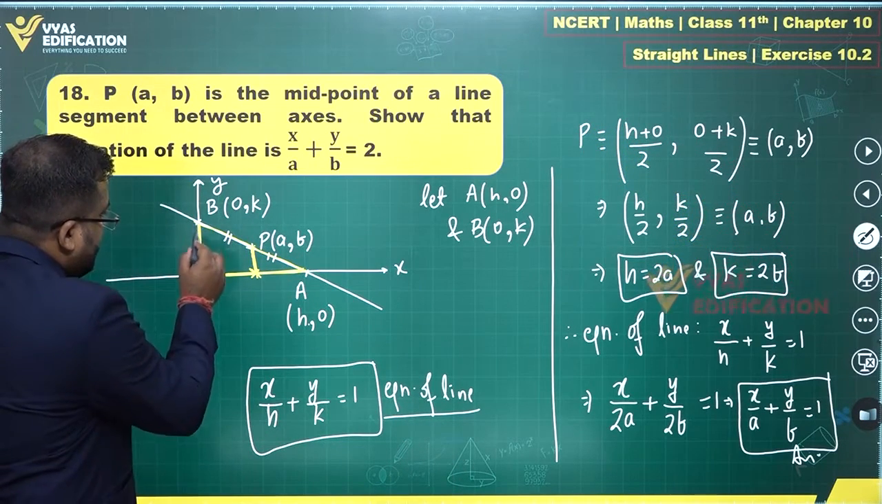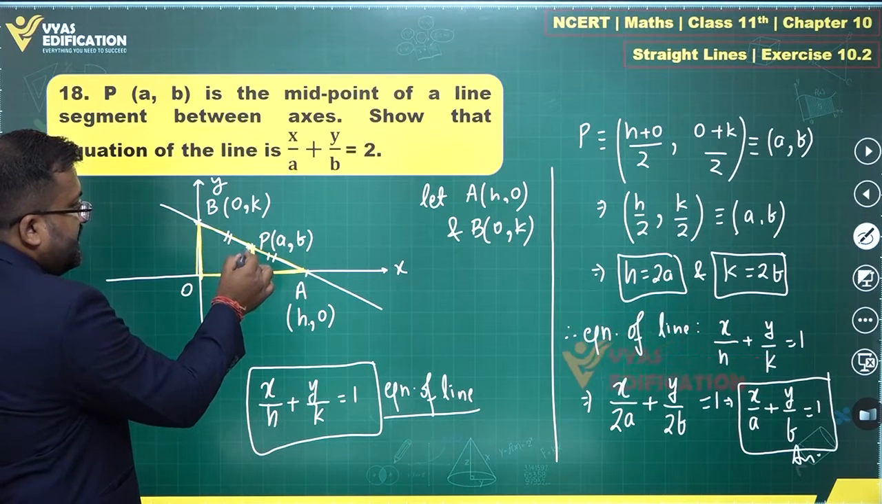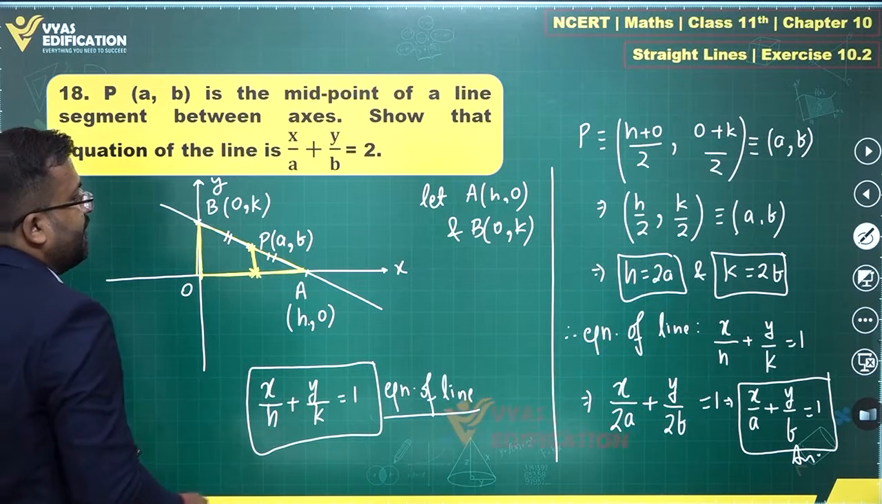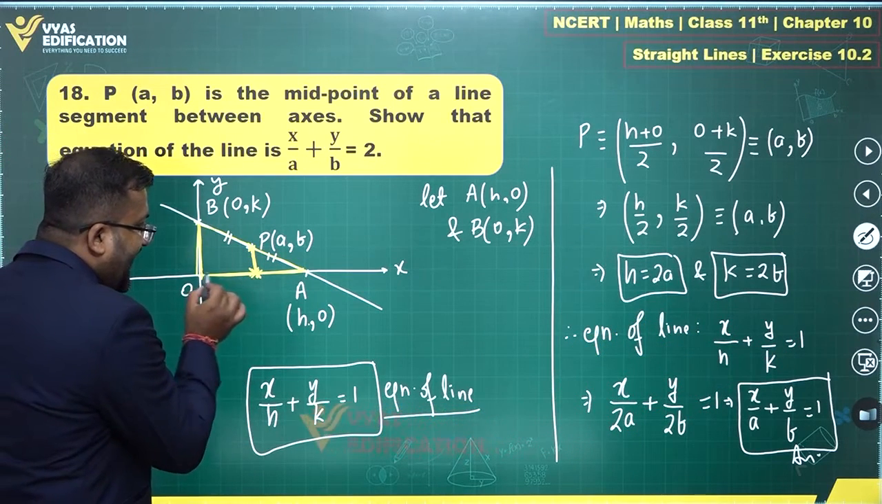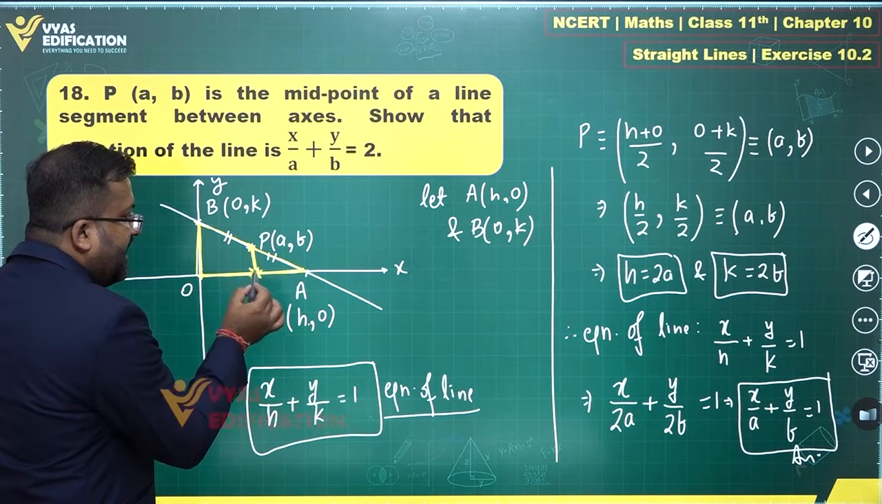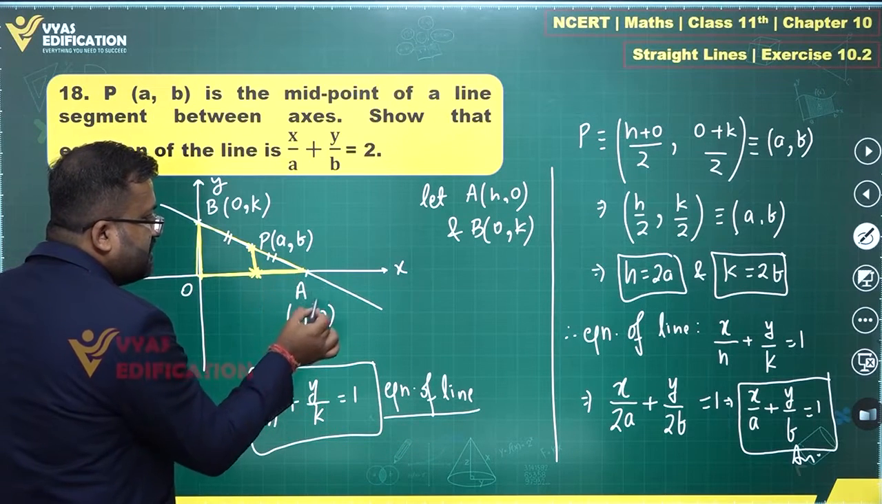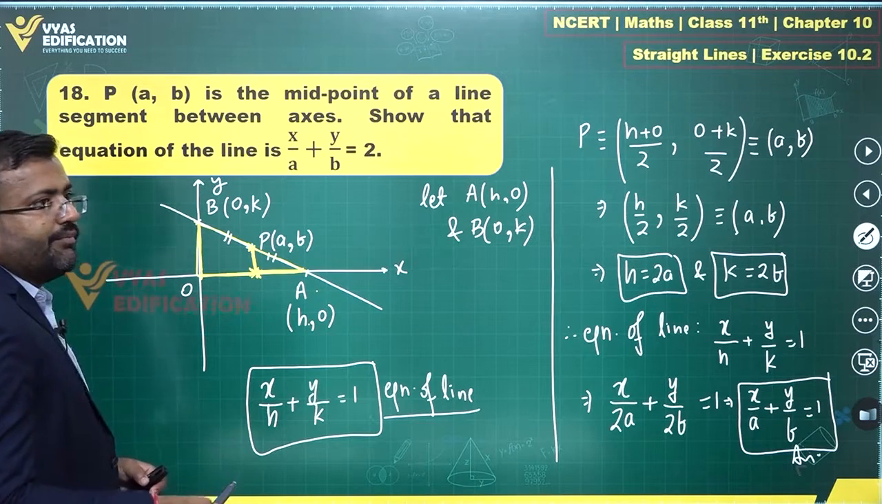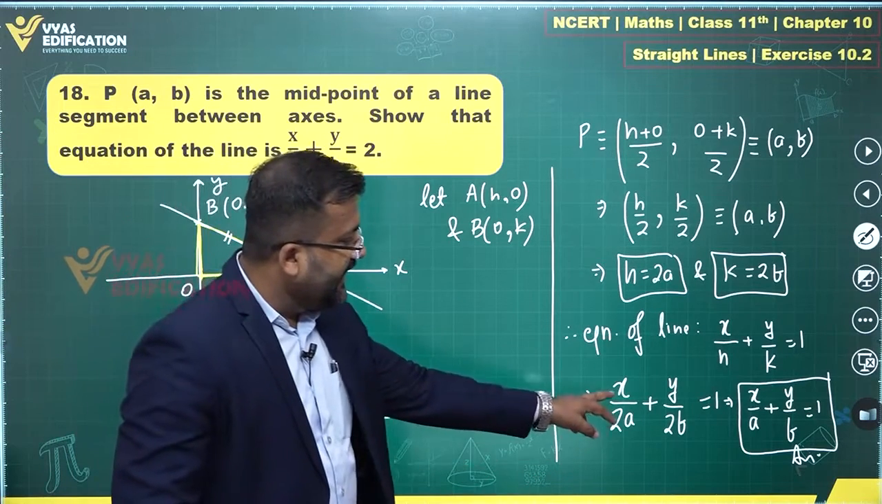Right. This is the base, this is a line which is parallel. If this is the midpoint, this will also be the midpoint. So this is the midpoint A. This distance is A, and this will also be A, so this will actually be 2a comma 0. Yes, I'll directly write x by 2a.